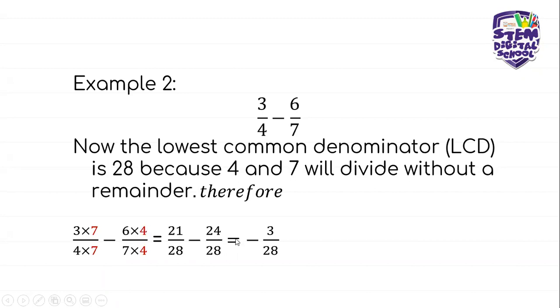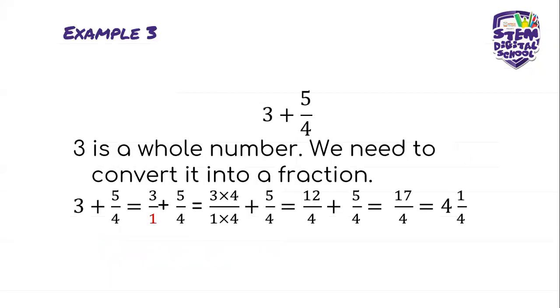6 times 4 gives you 24. And then 7 times 4 is 28. So at this point, you can now subtract the numerators. 21 minus 24, that is negative 3. So you have negative 3. And then you are now going to remain with the denominator, which is 28. So 28 will be the common denominator. Right, so the answer will be negative 3 over 28.